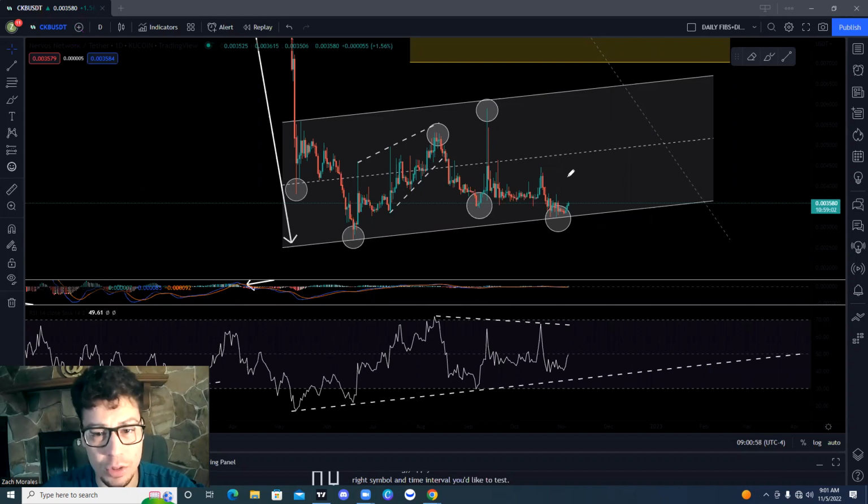So the first thing we're going to look at is divergences. Then we'll break down chart patterns, and then we'll go over retracement levels and how you can use the fibs and retracement levels as very valid support and resistance levels.